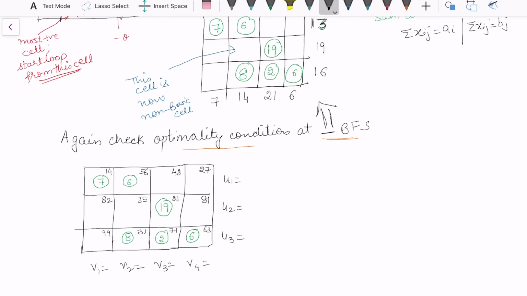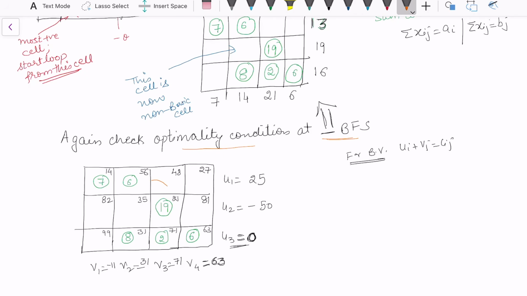Let me now take u3 equal to 0. Any one variable we can take as either 0 or any other quantity. This is a completely arbitrary choice, and for the calculation purpose only we consider this as 0. Because we know for a basic variable, we apply the same rule: ui plus vj equals cij. So find out those, and with those combinations you find the remaining variables. So u1 comes out to be 21, v1 comes out to be minus 11, v2 is 31, v3 is 71, and v4 is 63.